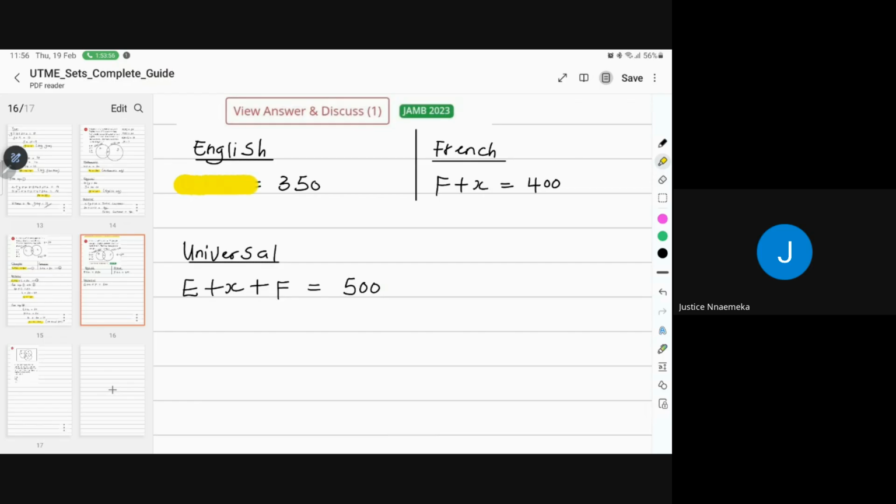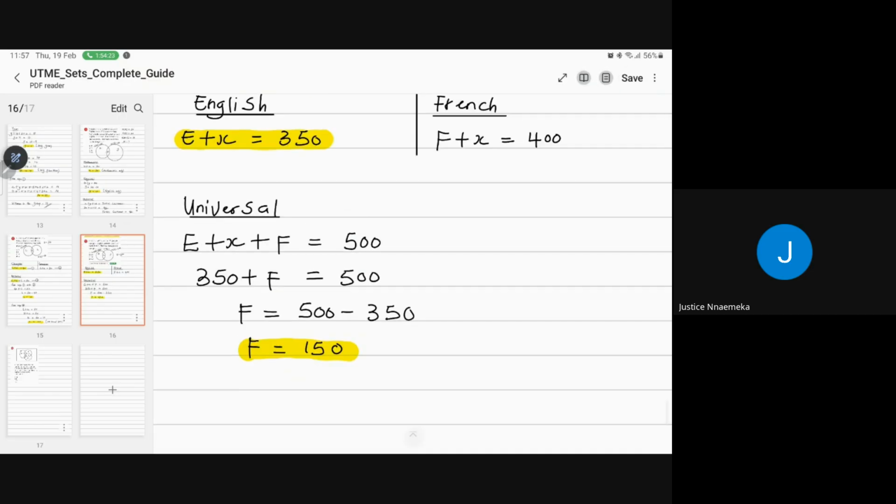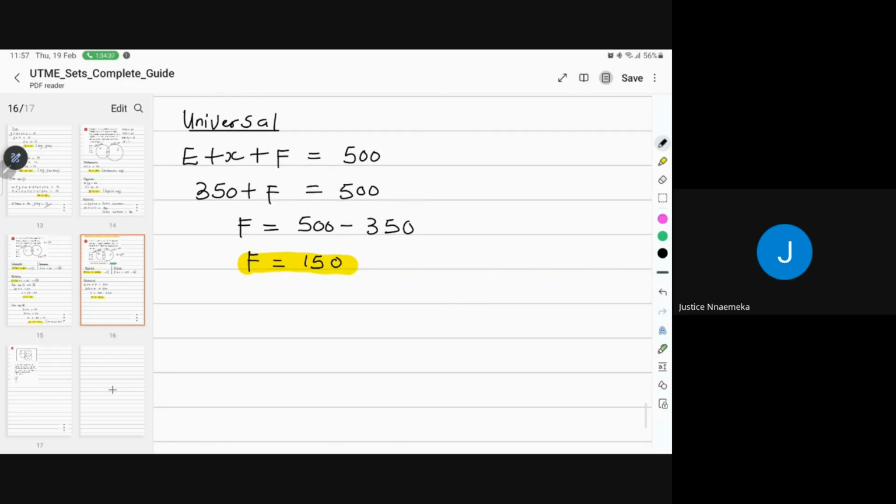But we can see something here. E plus X is equal to 350, so 350 plus F equals 500. So that F is equal to 500 minus 350. So what will be the value of F now? 150. So F equals 150. Now we have the value of F. So remember that this is our equation 1, this is equation 2, and this is equation 3. We're looking for X.